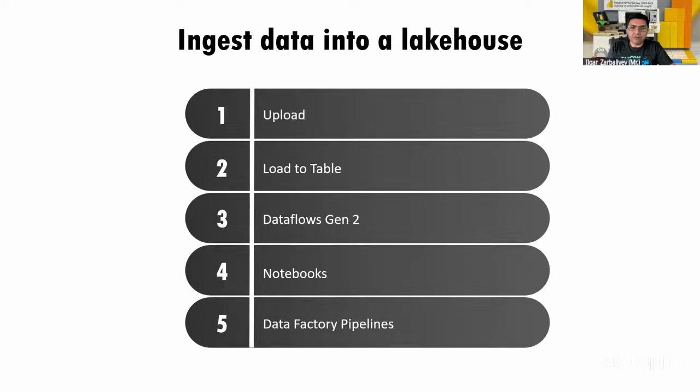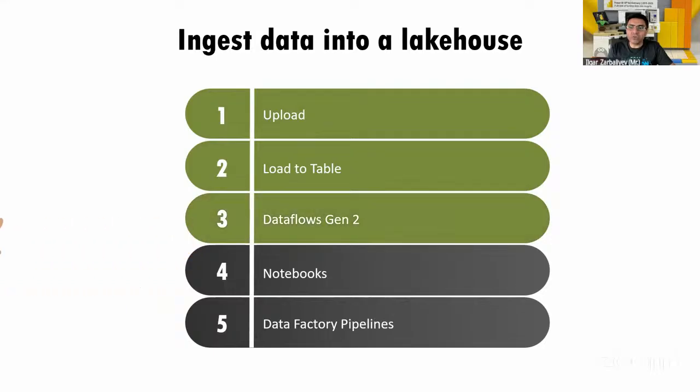Getting data into your lakehouse is the first step in your ETL process. Fabric gives you several ways to load and prepare your data. Upload. It adds local files or folders directly through the Lakehouse Explorer. Loading to table turns CSV or Parquet files into Delta tables with a no-code option that can append or overwrite data. Dataflow Gen 2 uses Power Query to import and transform data.